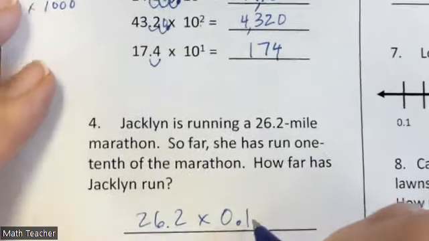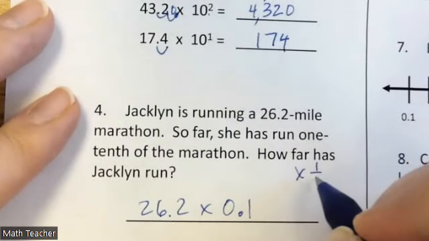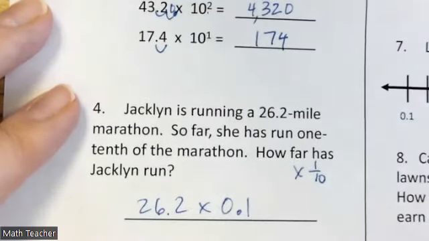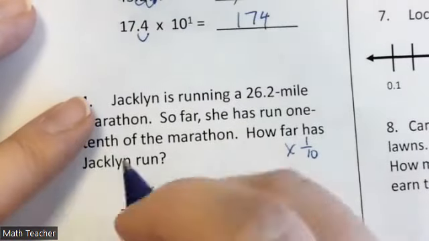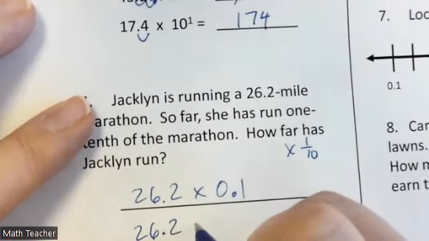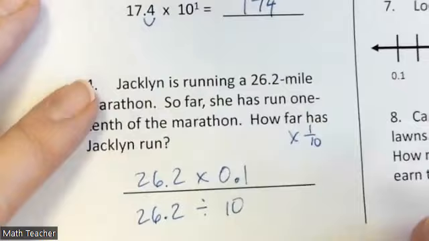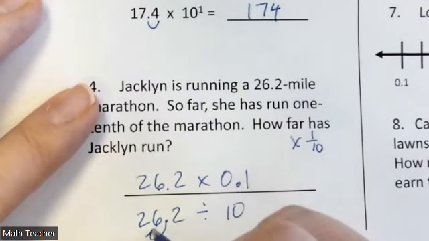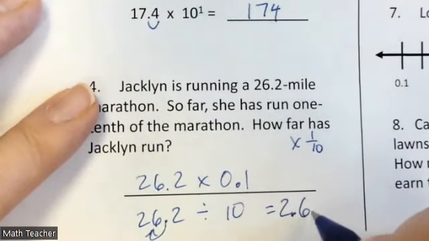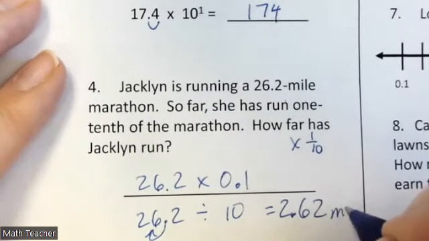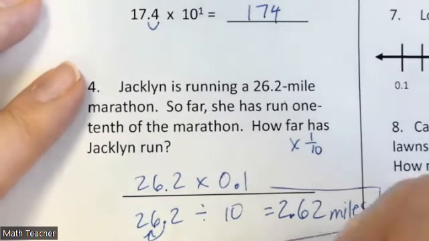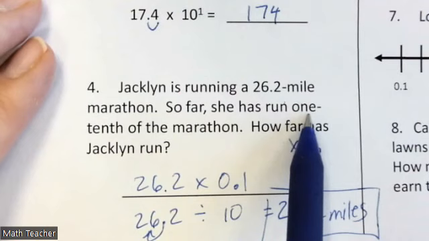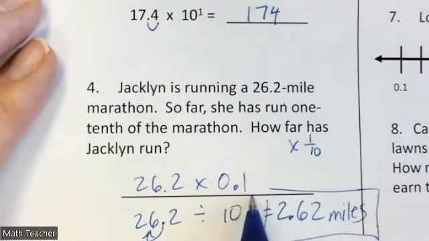Okay, so this 1/10 multiplying by 1/10 is the same as dividing by 10. So we can think of this as 26.2 divided by 10. Okay. Either way, you're going to get the same answer, 2.62 miles. Okay. She has run 1/10 of it. So we're dividing by 10 or multiplying by 1/10.